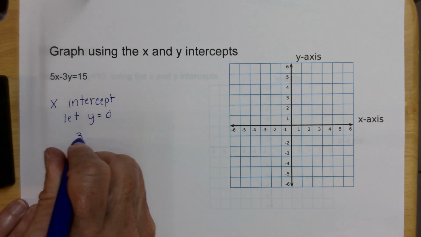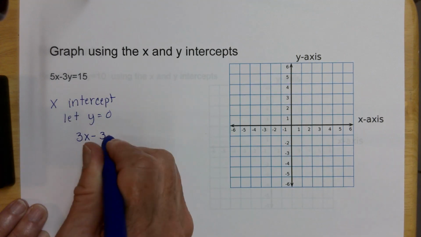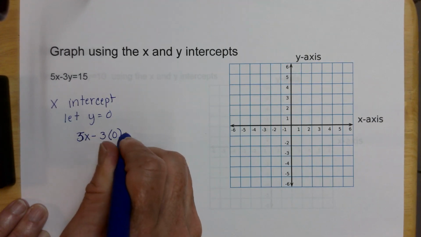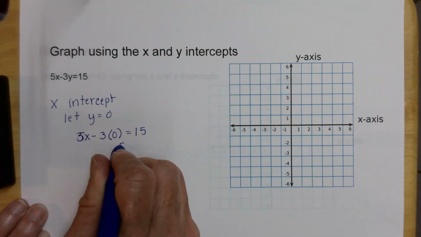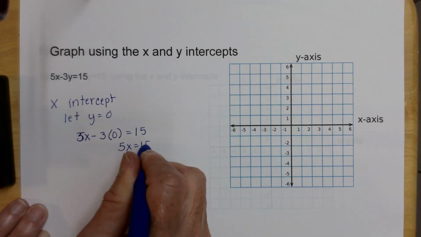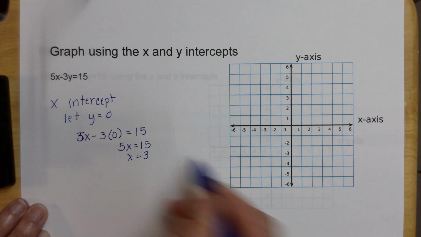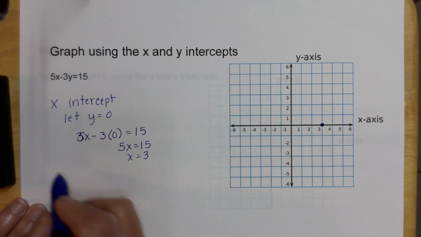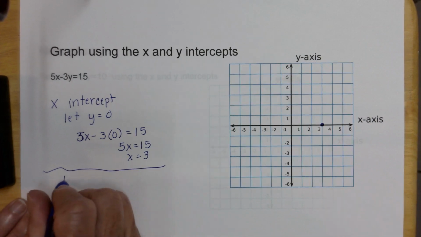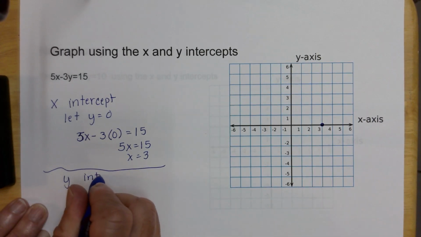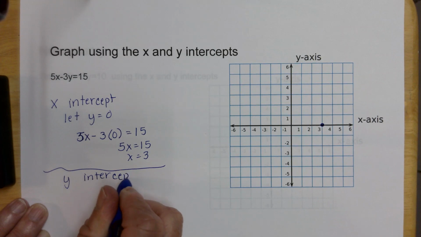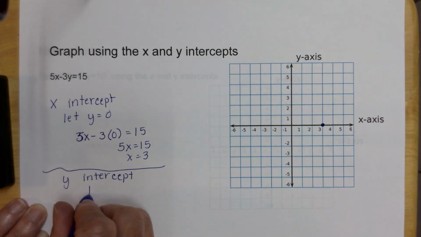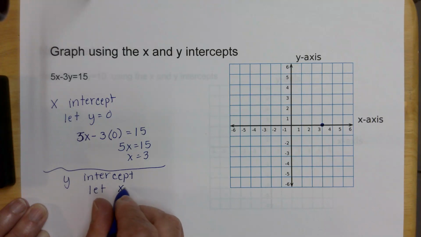So I've got 5x minus 3 times 0 equals 15. So I have 5x equals 15, or x equals 3. That means it crosses the x-axis at 3. Then I want to find my y-intercept. That means where it crosses the y-axis. So the x would be equal to 0.